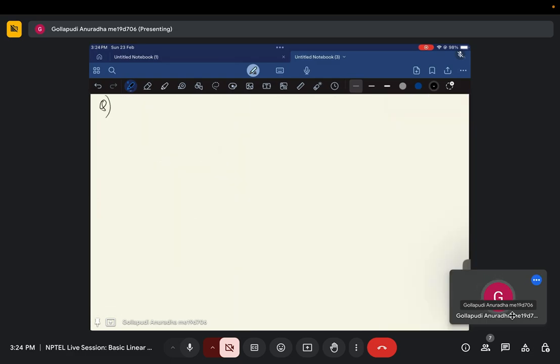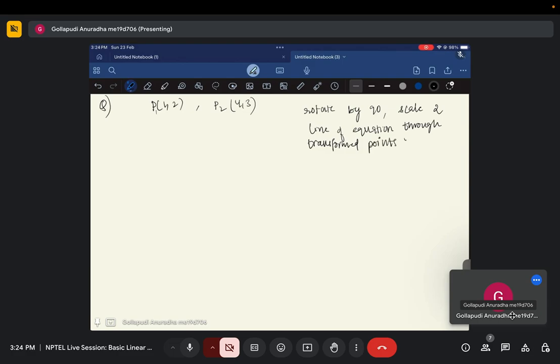Okay, take one more question. So if you have a point P1 as 1, 2, and point P2 as 4, 3. Rotate these points by 90 degrees and also scale by a factor of 2, and find the equation of the line passing through the transformed points. I hope my question is clear.